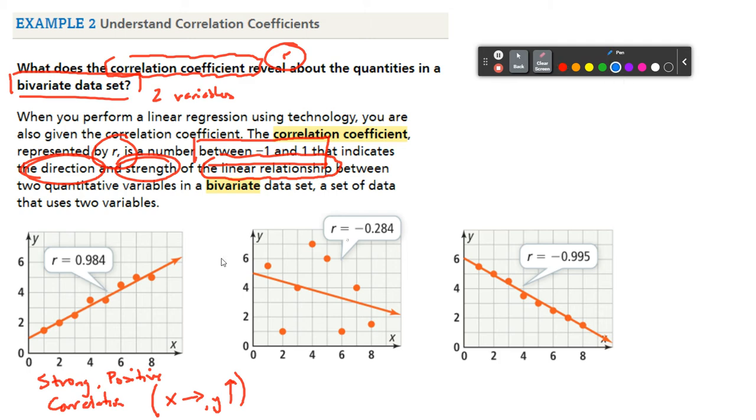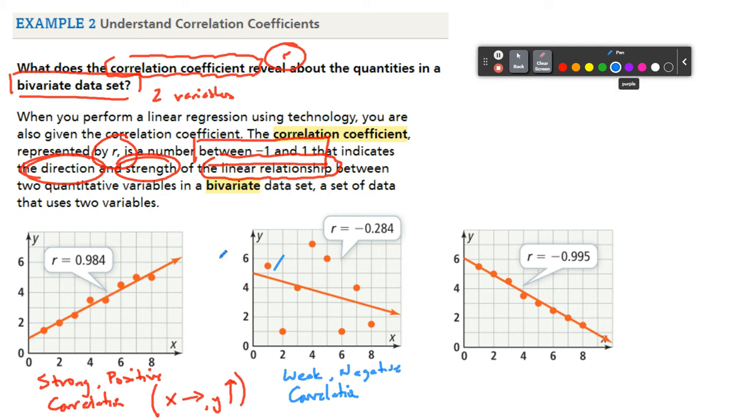For the second one, now you have an R value that's negative, but notice that it's not really close to -1. It's almost closer to 0. So this is a weak correlation. And it would also be negative, a weak negative correlation.